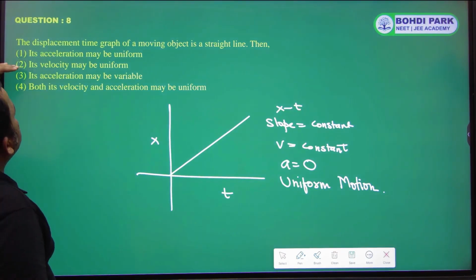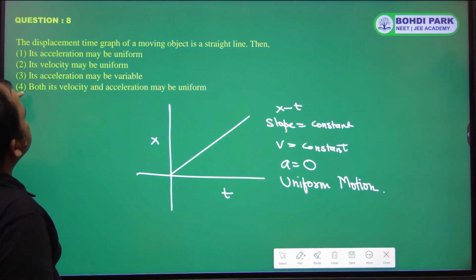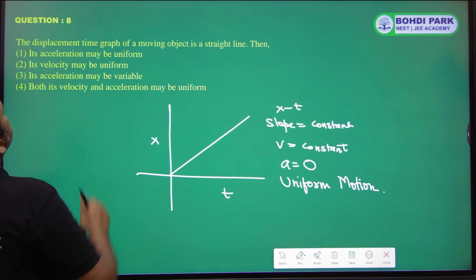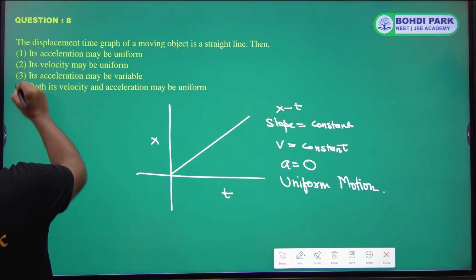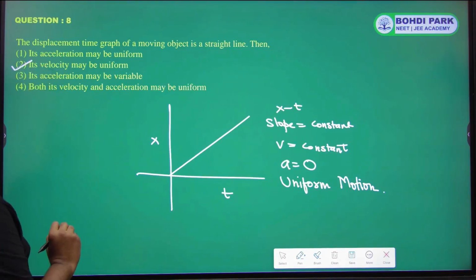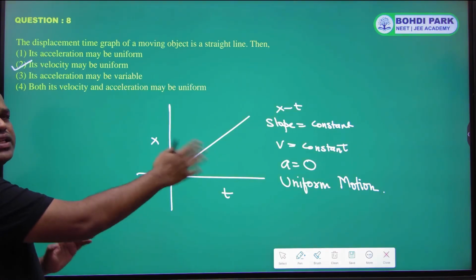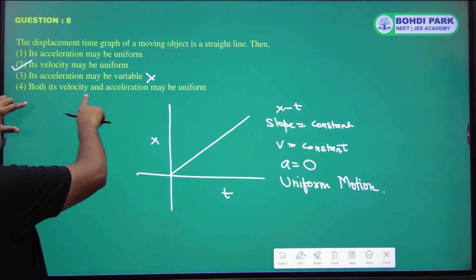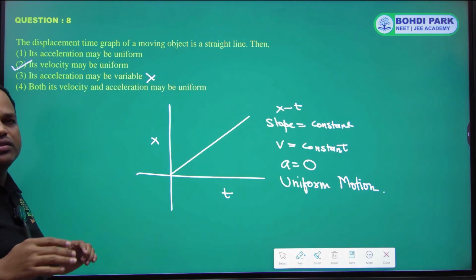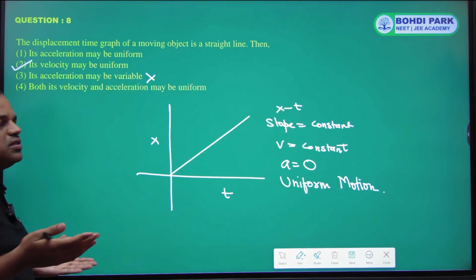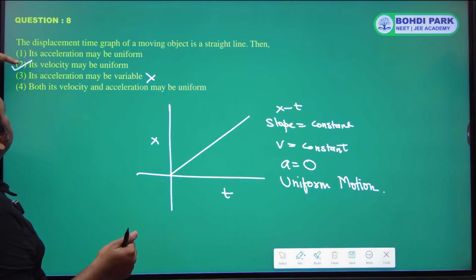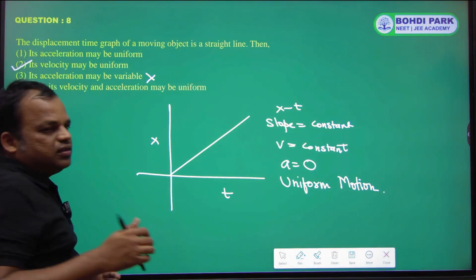So velocity is uniform. Acceleration 0. So second option is correct because we are confirmed acceleration is 0. So third is wrong: both velocity and acceleration may be uniform. Yes, true. Acceleration 0 is also constant, so it is not very correct. Okay, so better option is second option. Now next question.